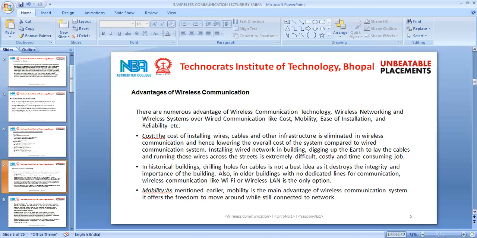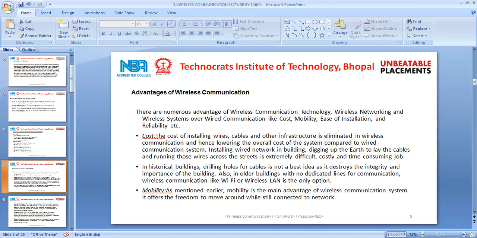Also, mobility is the main advantage of the wireless communication system. It offers the freedom to move around while still connected to the network. This is the reason why we want to have wireless communication. We are mobile. We can move anywhere without disturbing our communication networks.